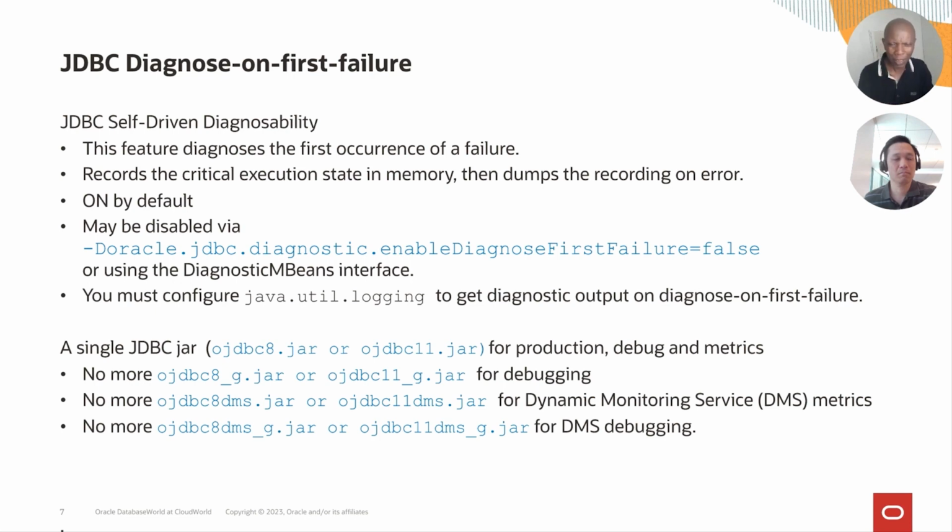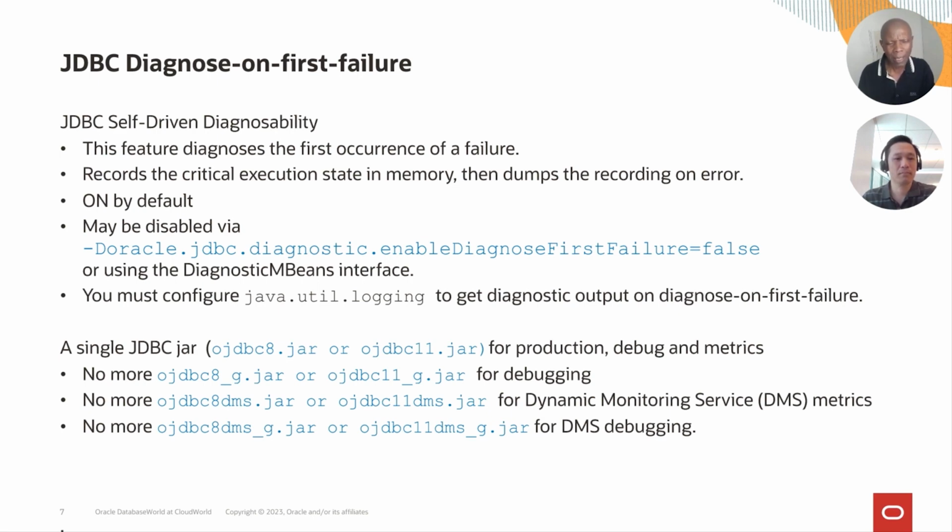To do that, you can use the system property oracle.jdbc.diagnostic.enableDiagnoseFirstFailure equal to false, because it is true by default. Or you can use a diagnostic MBean, for managed beans. So you can use the MBeans interface to disable that.